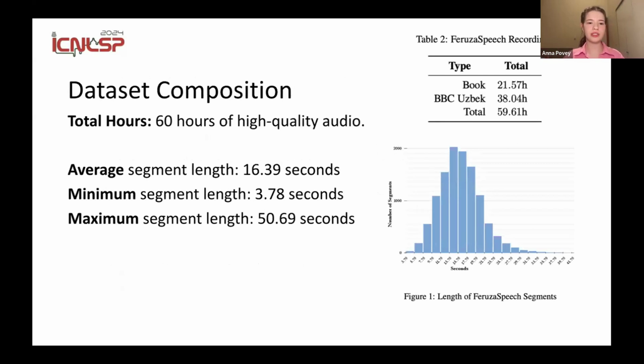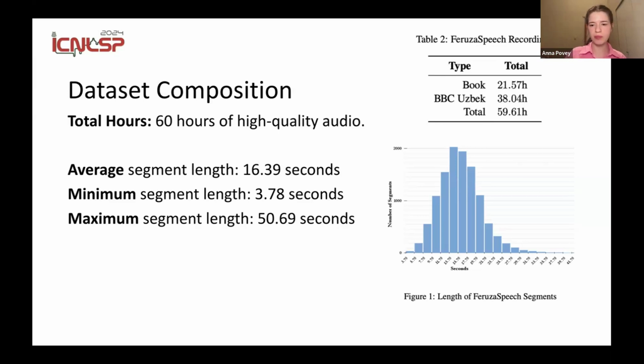Our dataset composition is 60 hours of high quality audio. The reason why our audio is so high quality is because it was human generated, not automatically generated. The segments were created during the recording process and were 1 to 2 sentences of read speech. So our average segment length was 16 seconds.